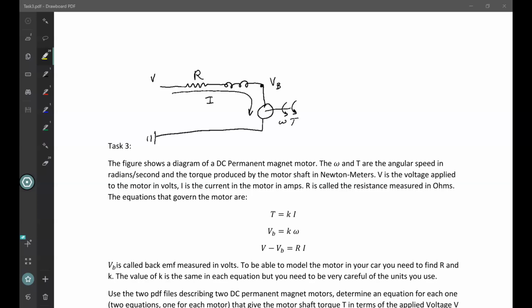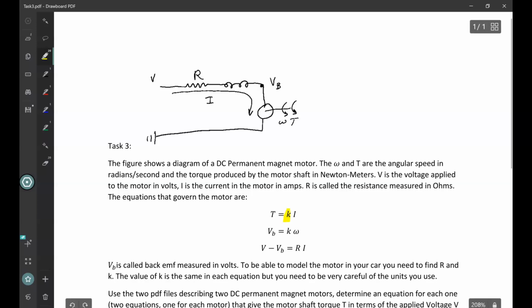Okay, I plan to give you some tips on how to solve this particular task. First thing that I would suggest is that you take a look at the equations and identify the constants that are in the equation, because we're going to try and identify those.